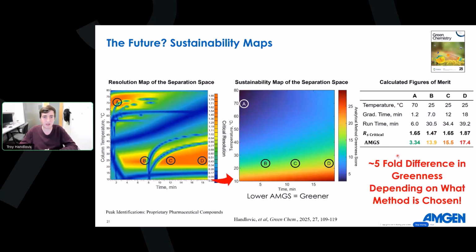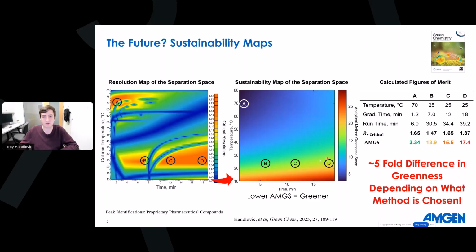And before I finish, I want to discuss maybe something that we'll see in the future, and that's using these green analytical chemistry metrics, which I discussed before, such as the AMGS here, as a parameter during our method development. So on the left, we see our traditional resolution map that comes from the LC simulator. And what we were able to do with that information is build a map that, instead of plotting resolution or critical resolution, is plotting the greenness of the methods, or the AMGS.